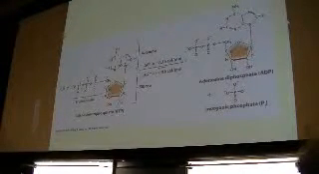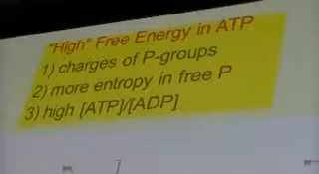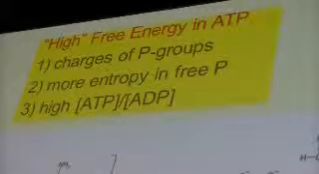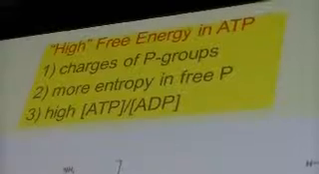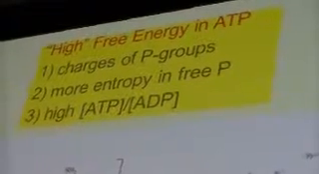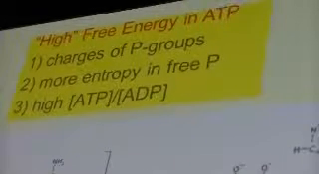So I told you when the phosphate is released, there's energy released. Why is that? There are 3 reasons that you should be able to remember. So the first thing is that we have charges in each of these phosphates in ATP. And the charges are all negative. And you know that in electrochemistry, when the charges are the same, there's repulsion, opposite charges attract.